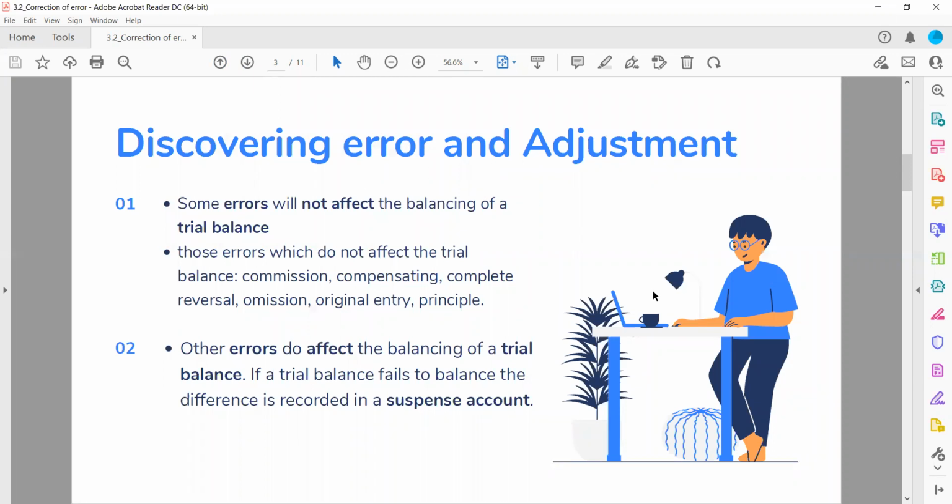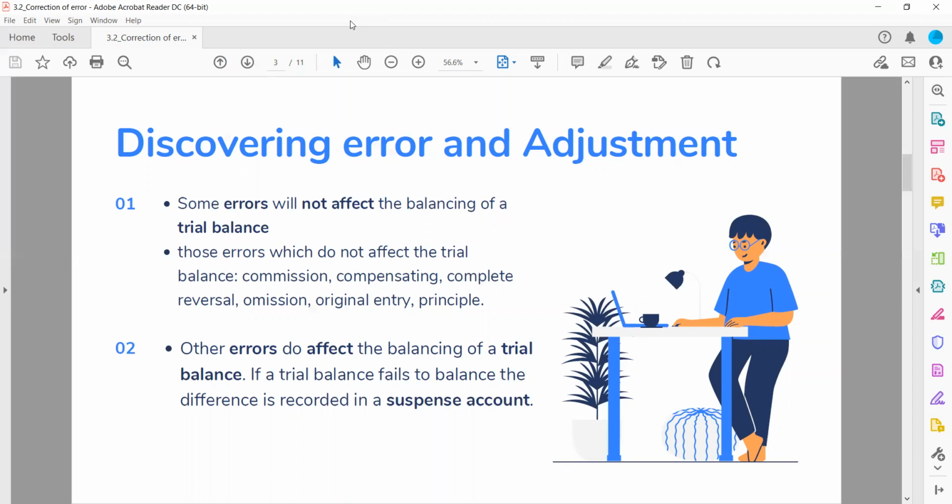Discovering an error and adjustment. How are we going to discover the error? One of the easier ways to discover the error is through the trial balance. If the trial balance is imbalanced, it means that there is an error in the account. However, sometimes the trial balance will still balance, so therefore we cannot detect it. Some of the errors do not affect the trial balance, which you learn in the trial balance topic: 6 errors that do not affect the trial balance.